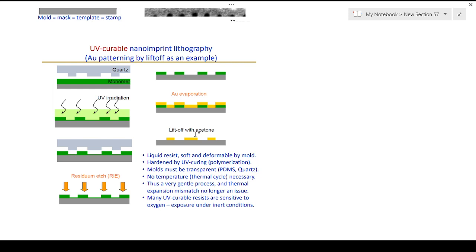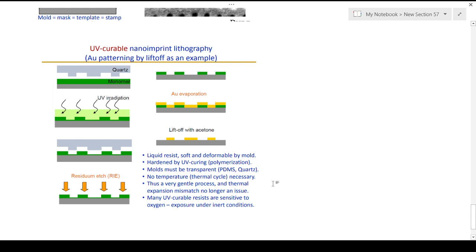Here we have a liquid resist which is soft and deformable by any mold, and it is hardened by UV curing, and the mold must be transparent, such as a PDMS mold. No temperature is necessary in this process, and it is a very gentle process, and thermal expansion mismatch is no longer an issue in this case. Many UV curable resists are sensitive to oxygen exposure, so they are used under inert conditions.